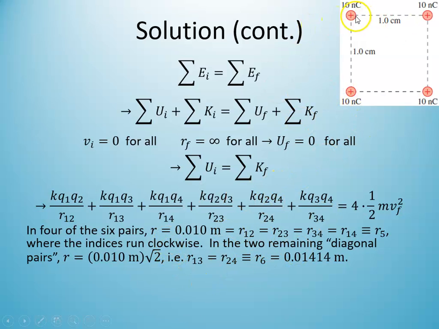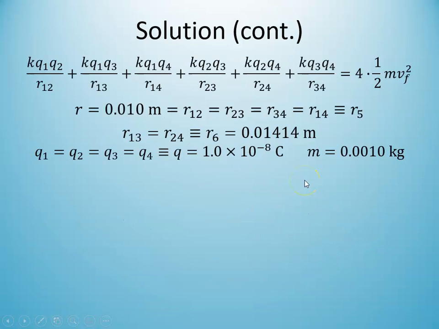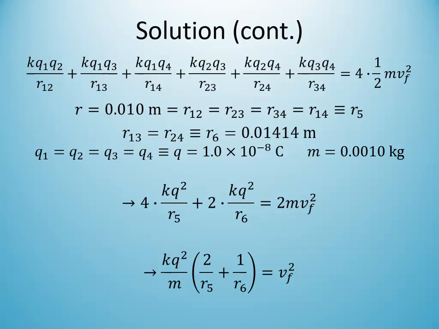So, the edges are each 1 centimeter long, or 0.01 meters. And there are four of those edge terms in this potential energy sum. I'm just going to call each of those R5. And then we also have a couple of diagonal terms, which I'm going to call R6. So we just did this to make things a little bit easier. And when we apply these substitutions and simplify the math a little bit before plugging in our numbers, we have, again, four edge terms plus two diagonal terms. And I took care of the 4 × 1/2 there. So I'm going to cancel a factor of 2 and divide both sides by m. So there's my equation for the square of final velocity.